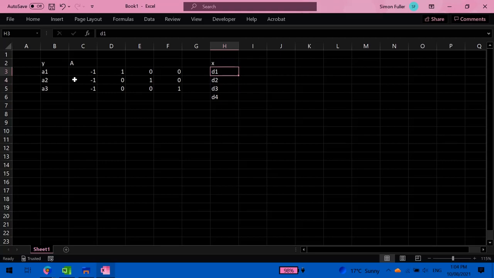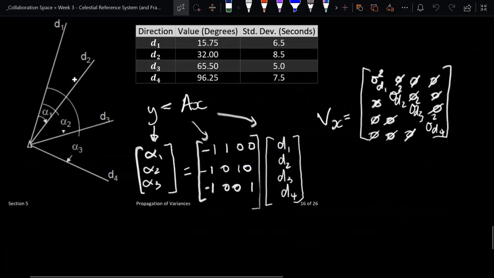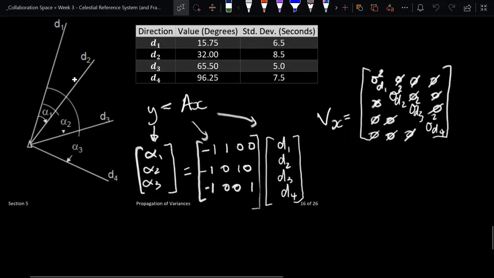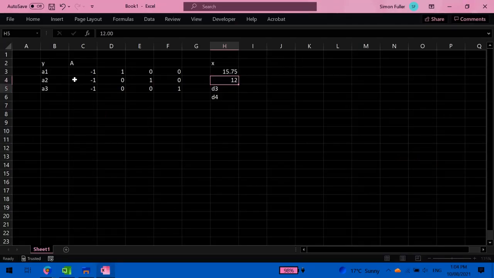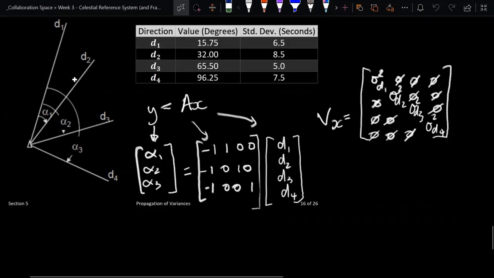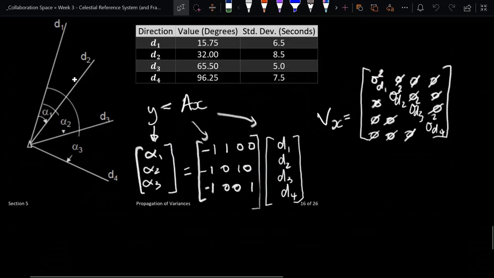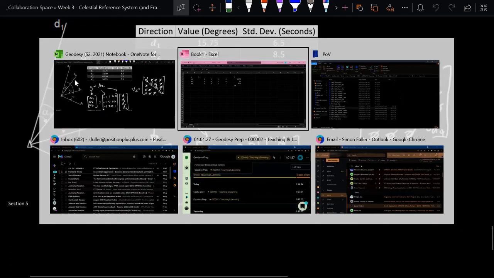Okay, so you could substitute numbers in here. So D1, 15.75, D2, 12.00, 65.5, and what are we at, 96.25.